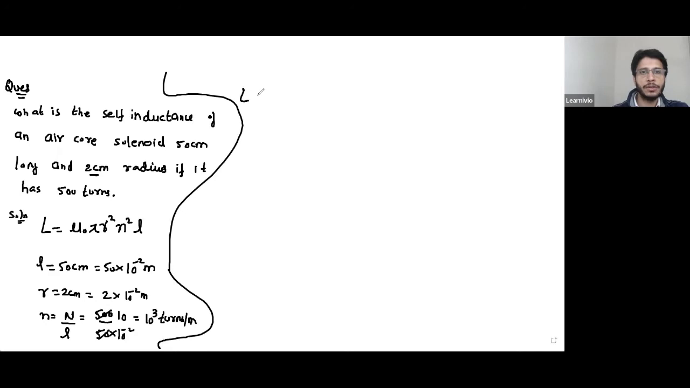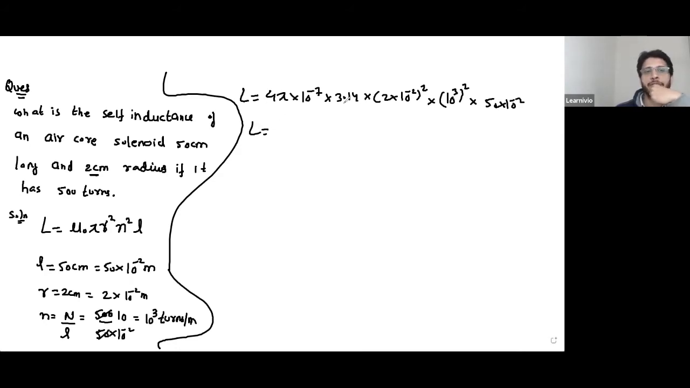So if I substitute all values here, then L is mu naught, which is 4 pi into 10 raised to the power minus 7, into pi, which is 3.14, r square, which is 2 into 10 raised to the power minus 2 square, into n square, which is 10 raised to the power 3 square, multiplied by L. L is 50 into 10 raised to the power minus 2. So the self-induction comes out to be 4 pi, and pi into pi is 9.8, which is basically equal to 10.